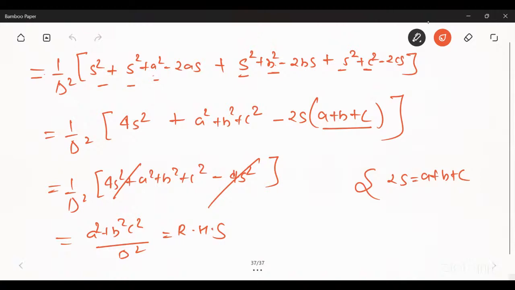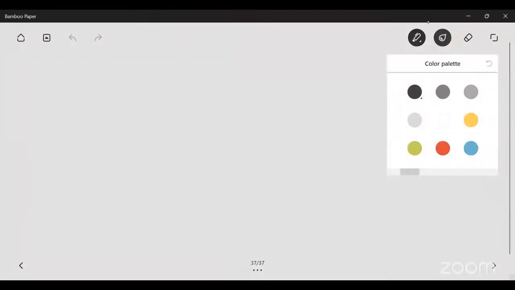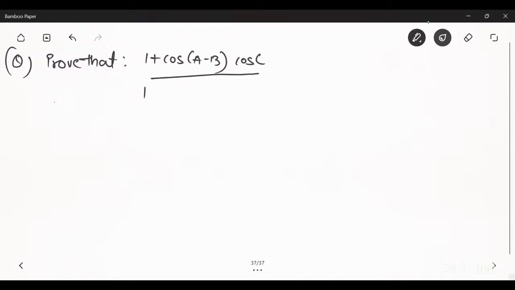Now the next question is, prove that 1 plus cos of (A minus B) into cos C upon 1 plus cos (A minus C) into cos B is equal to (A square plus B square) upon (A square plus C square). Now I'm taking the LHS.